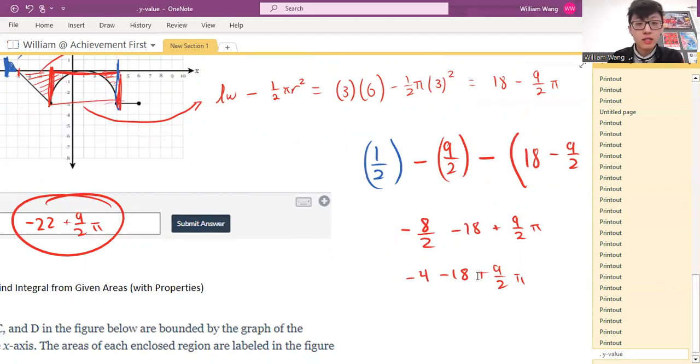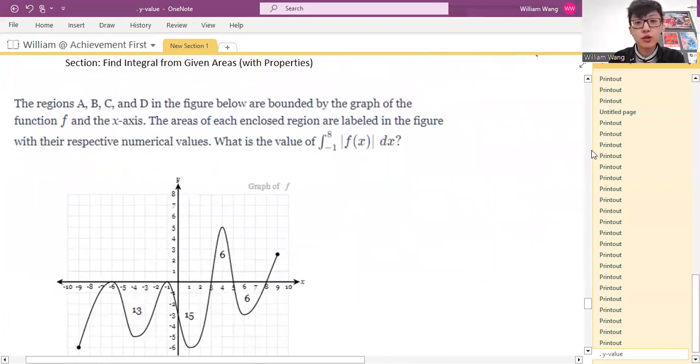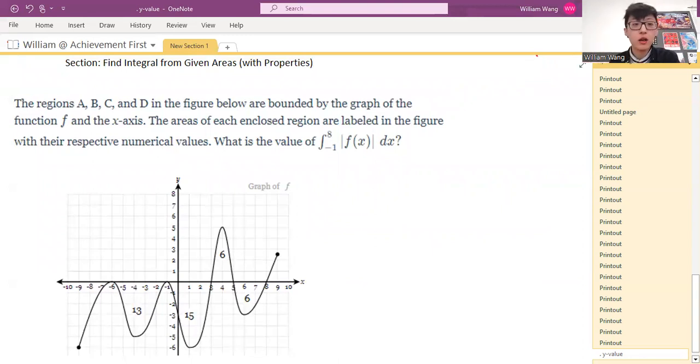All right, let's continue. Next section, find the integral from given areas with properties. All right, so this looks super similar to the first section. However, they ask a couple properties. So first, let's take a look. They asked for the integral from -1, so I'm going to say -1 to 8.